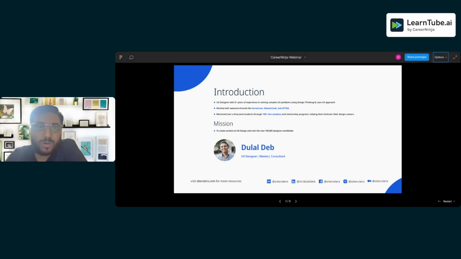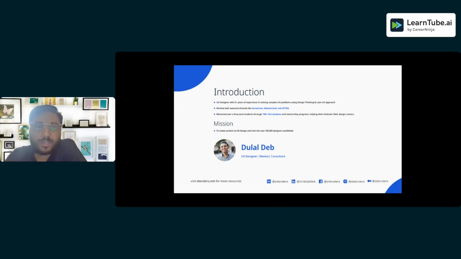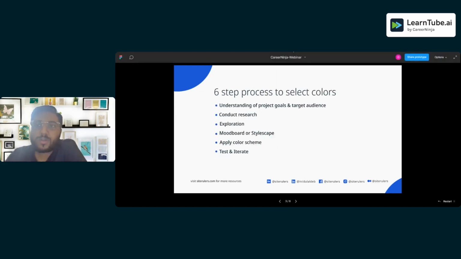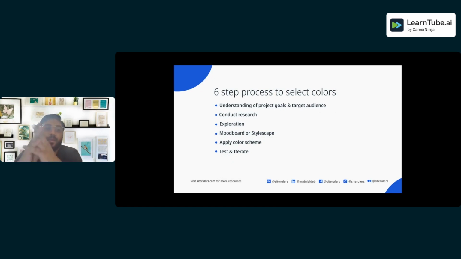So moving forward, what are colors? Colors are nothing but any colors that you see in the day: red, green, blue, yellow, or any kind of colors that you see. But when it comes to selecting a particular color palette or color scheme for a particular project that you are working on, or you are tasked to come up with a color scheme for any particular product or web app, how are you going to do that?